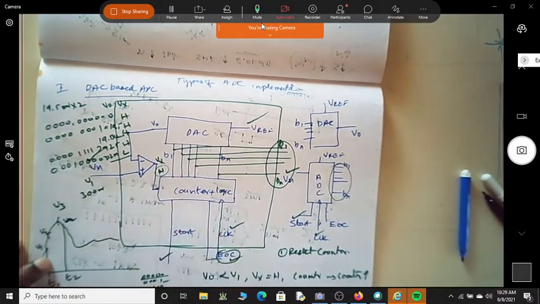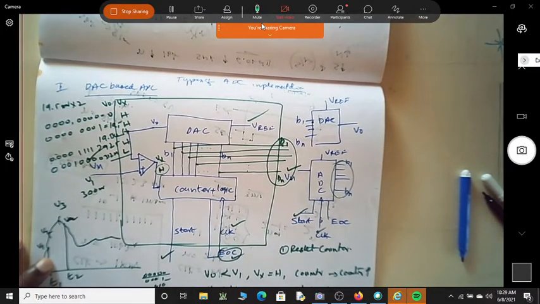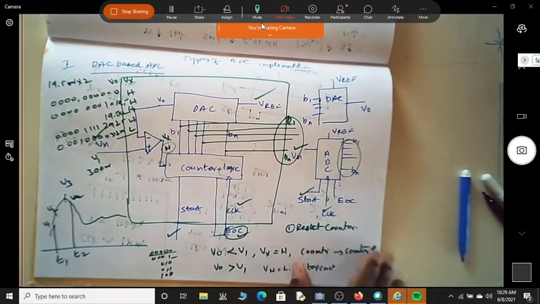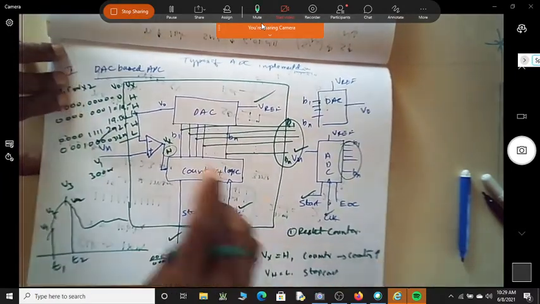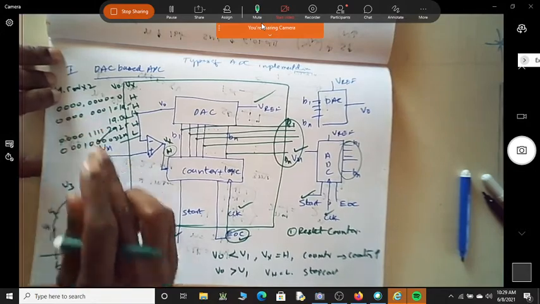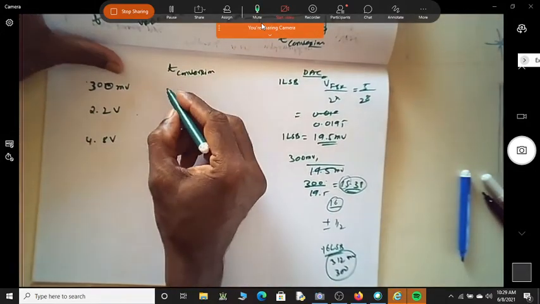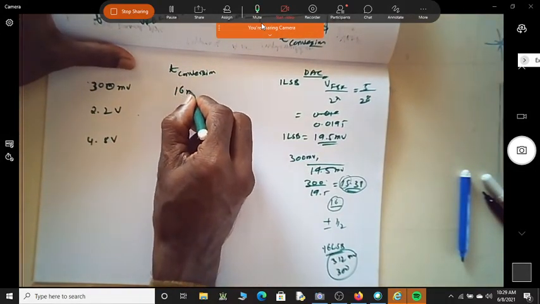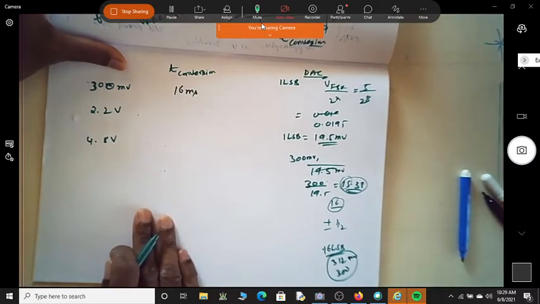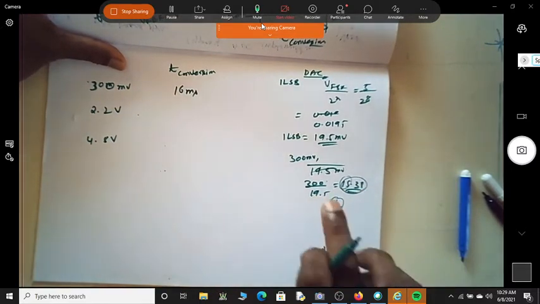So how many clock cycles does it require now? What is the clock period now? Suppose the clock frequency is 1 kilohertz. How much time does it require to give this? Does it require 16 milliseconds? Yes, sir, because it requires 16 clock pulses.